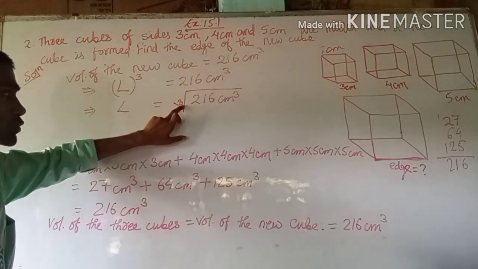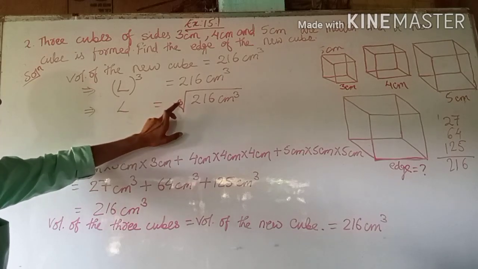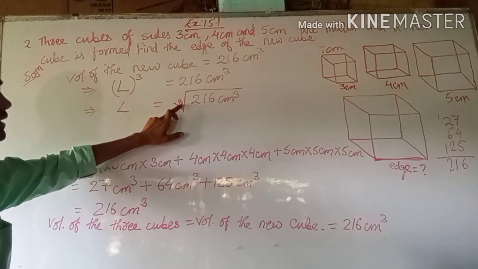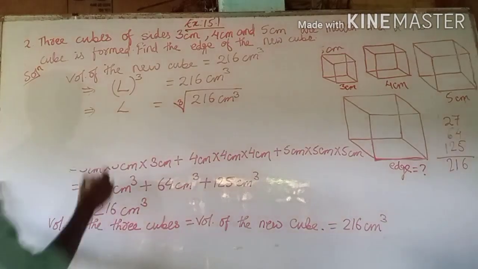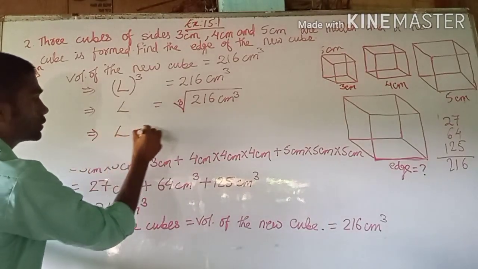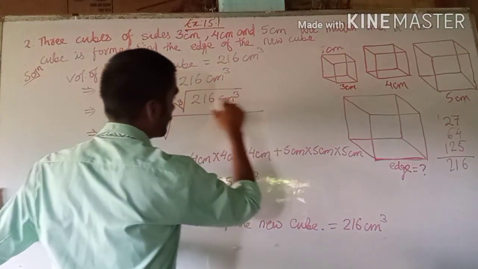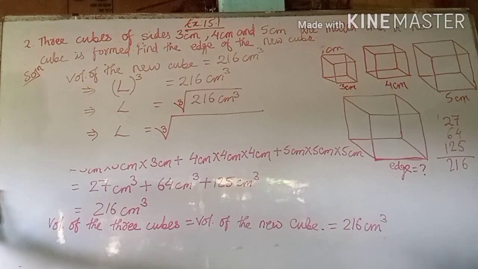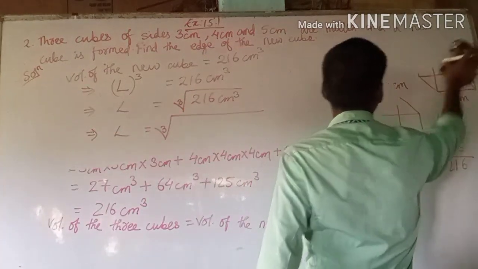If there is not written 3 here, then it will be square root. So don't forget to write 3 here. So this indicates that it is cube root. Now L will be equal to the cube root of 216. We'll find the factors of this 216. So let us find the factors of 216.